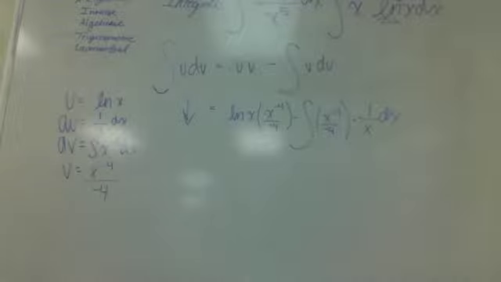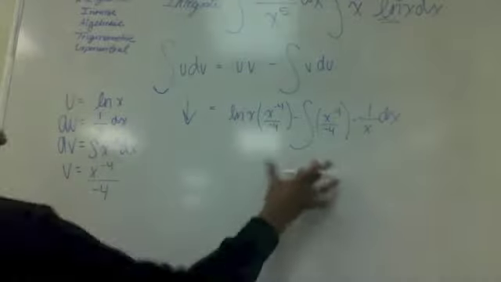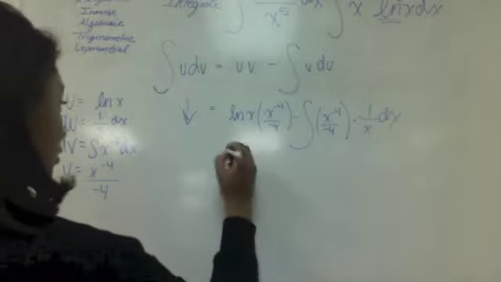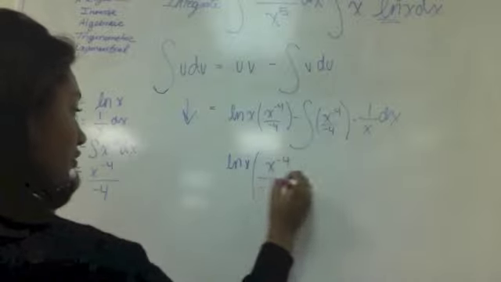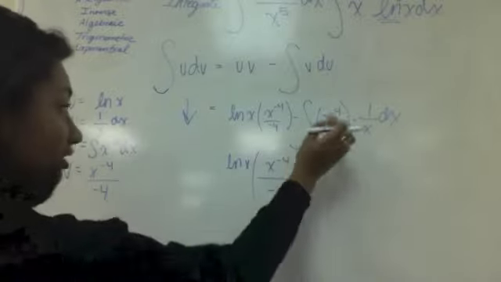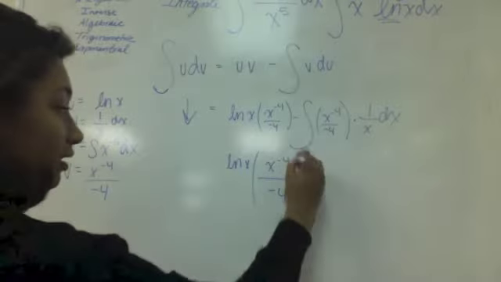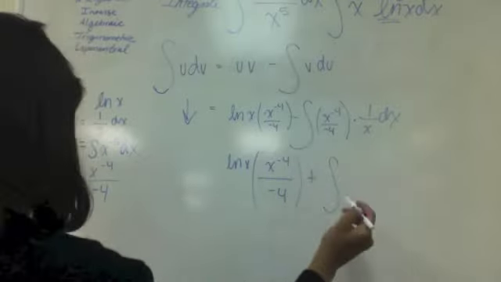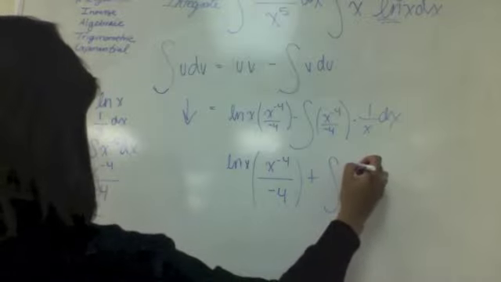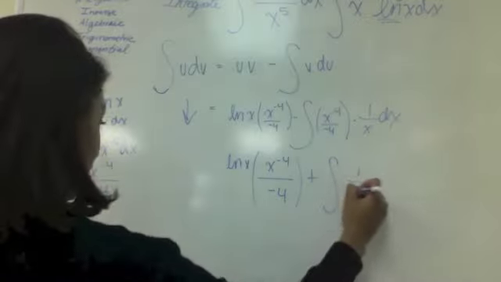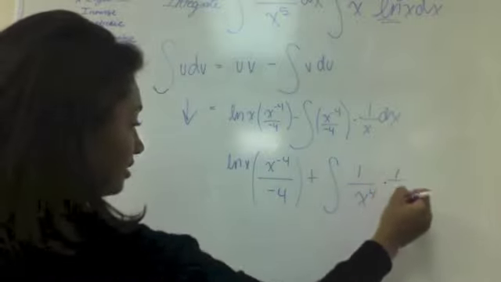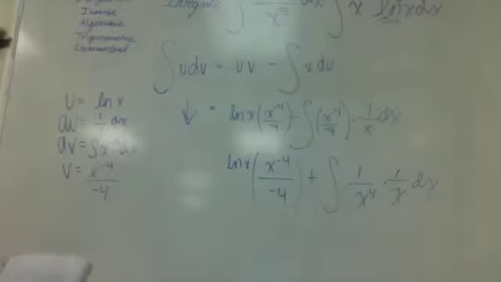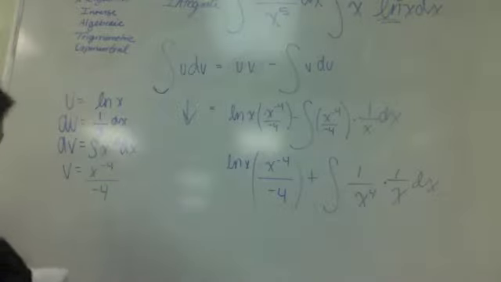And so let's simplify that a little further. So we have the natural log of x times x to the negative 4 over negative 4. We take out this negative from this negative 4 and make this a plus sign. The integral, right here I'm going to make it 1 over x to the fourth times 1 over x dx. And that's just making sure you see that these two don't cancel out. They're both on the bottom, so they can't cancel each other out.